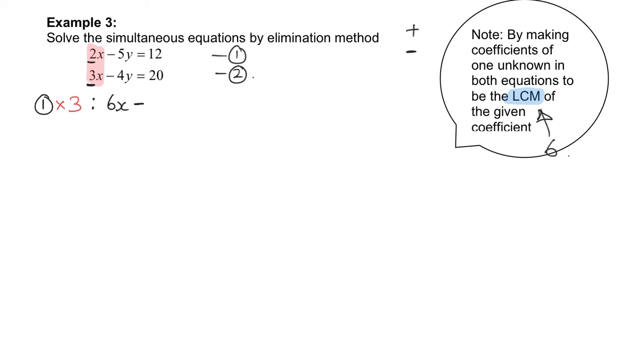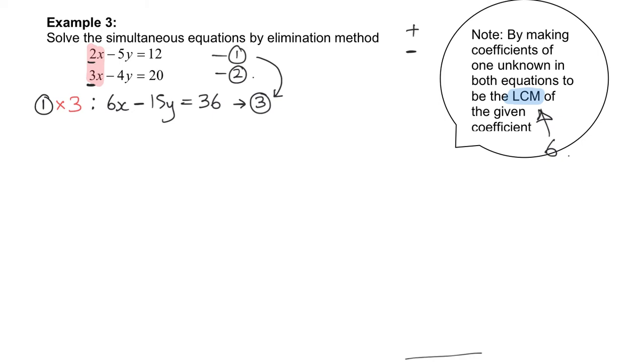to get 6x, minus, times 3, to get 15y. Last term also multiply to get 36. So I have taken equation 1 and multiplied every single term by 3 to get a new look. And now I'm just going to call it equation 3. I'll just put an arrow to not confuse it with a minus 3.